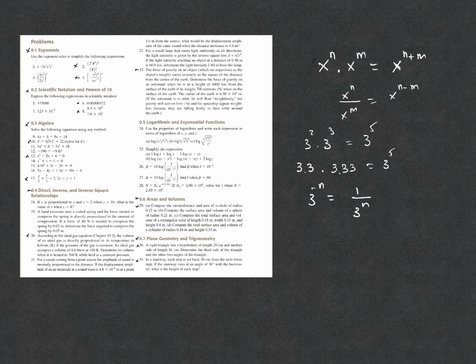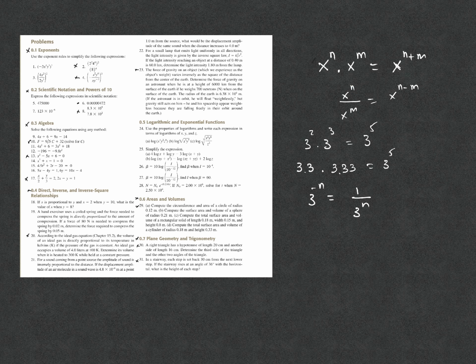We are going to solve the problems for chapter 0. What you have to know for chapter 0 is about exponents. When you multiply x to the n by x to the m, you get x to the n plus m. When you divide, it is the difference: x to the n divided by x to the m is x to the n minus m.